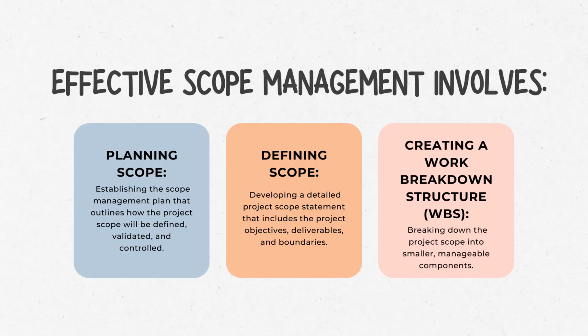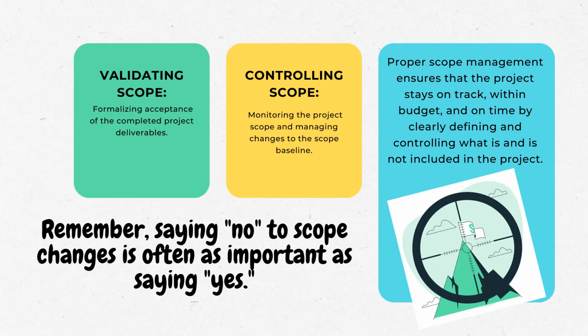Effective scope management involves planning scope, establishing the scope management plan that outlines how the project's scope will be defined, validated, and controlled; defining scope, developing a detailed project scope statement that includes the project objectives, deliverables, and boundaries; creating a work breakdown structure, WBS, breaking down the project scope into smaller, manageable components; validating scope, formalizing acceptance of the completed project deliverables; controlling scope, monitoring the project scope and managing changes to the scope baseline.